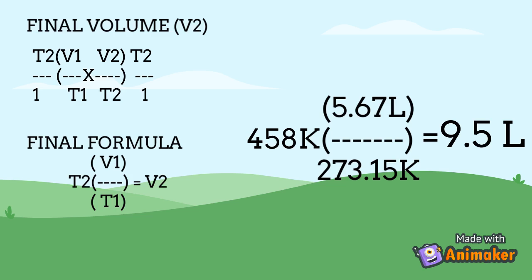Let us solve for the final volume. Substitute the given variables onto the formula. 458 Kelvin times 5.67 liters divided by 273.15 Kelvin, which totals to 9.5 liters. That is how to use Charles's Law in solving for the final volume.